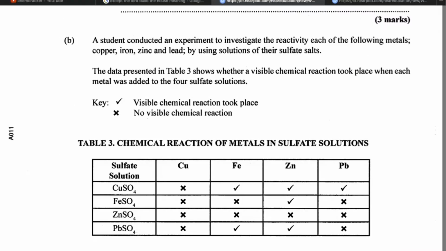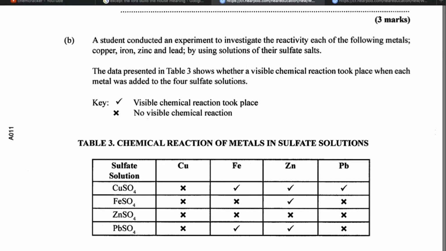Part B. A student conducted an experiment to investigate the reactivity of each of the following metals: copper, iron, zinc, and lead by using solutions of their sulfate salts. The data presented in Table 3 shows whether a visible chemical reaction took place when each metal was added to the 4 sulfate solutions. And the key is there. Where there's a tick, it means that a visible chemical reaction took place. If there's an X, it means no visible chemical reaction took place. Doesn't mean that one wasn't taking place, but we use no visible chemical reaction to actually determine if one took place.